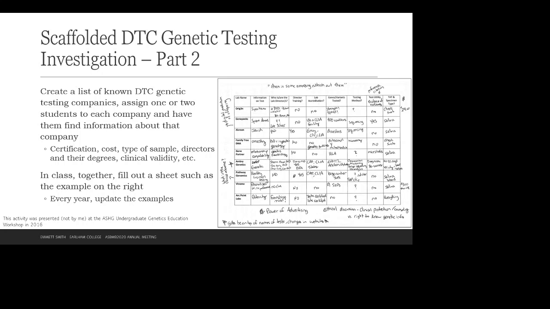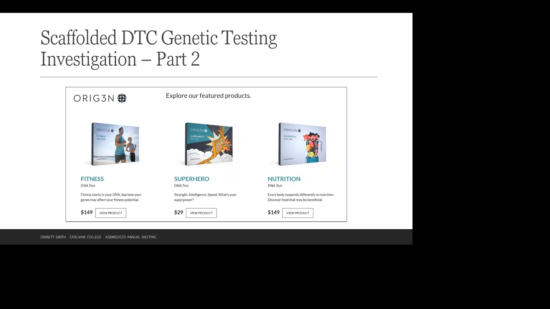So then the next thing that I do with this activity is, after we have this discussion of all these different tests, I ask the students to dive a little bit deeper. And we chose to look at Origin, this particular company that gives you different tests, different prices, and claims to be able to predict certain things from those tests. The students really like the superhero test, but they're also interested in things like the fitness and nutrition tests, right? They are like, oh, okay, what can I learn?